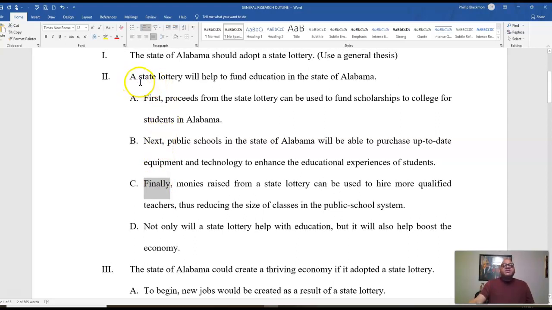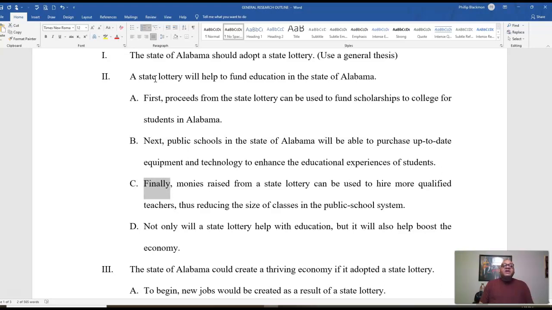So you want to make sure that you are supporting the topic sentence. My topic sentence says a state lottery will help to fund education in the state of Alabama. How do I know that? How am I going to support that? Using clear thinking, logical reasons. So first, I'm going to say proceeds from the state lottery can be used to fund scholarships to college for students in Alabama, right?